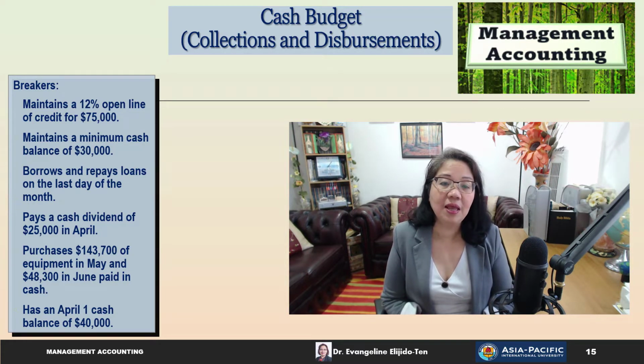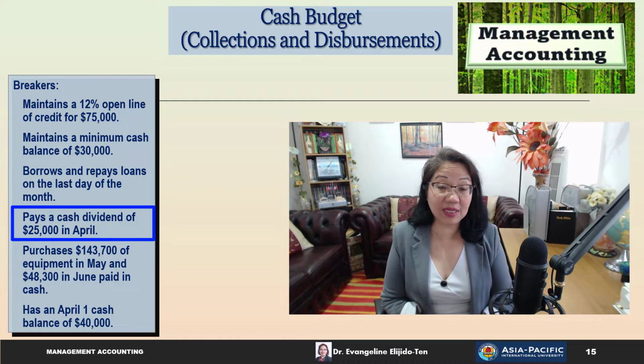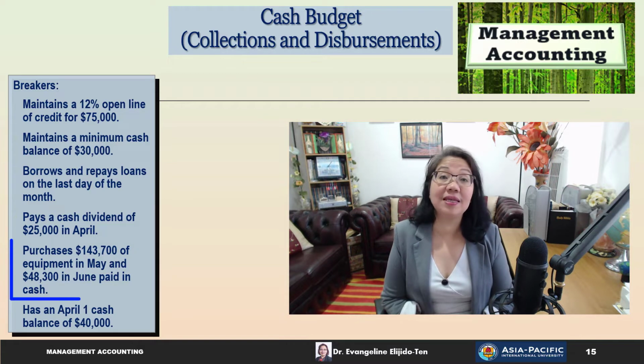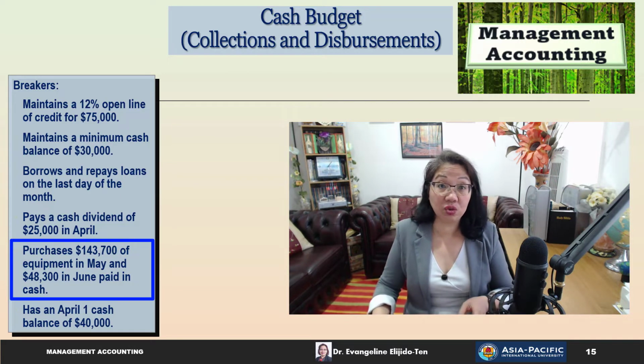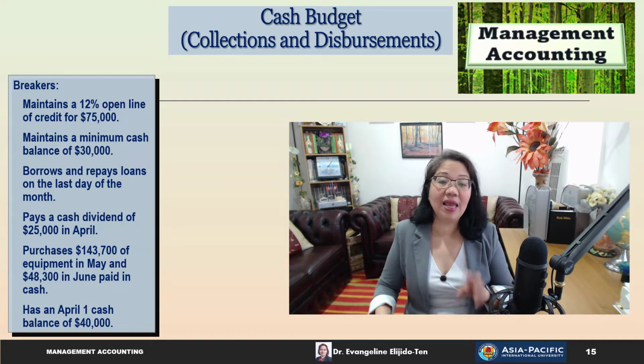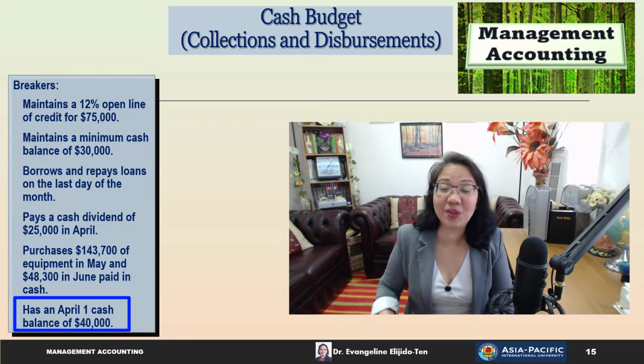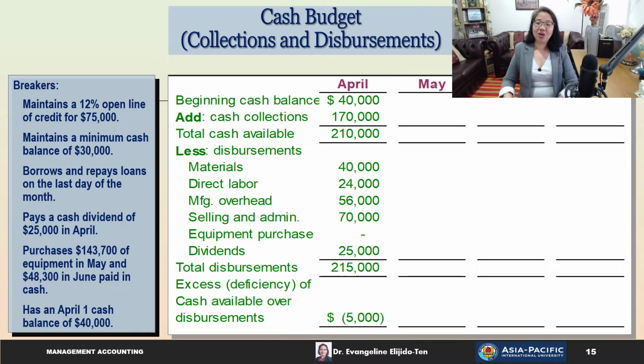They also told us that they pay a cash dividend of 25,000 in April, purchases of 143,700 of equipment in May, and 48,300 in June, which will be paid in cash, and they have an April 1st cash balance of $40,000. So now we are ready to prepare the April cash budget. We'll start with the beginning cash balance. This is given at $40,000.